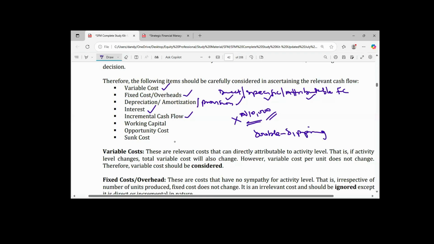Then let's talk about opportunity cost. Before we talk, working capital is the last thing we are going to discuss there. So let's talk about opportunity cost. Opportunity cost is the benefit forgone as a result of the decision taken. All right, opportunity cost is a relevant cash flow and should be considered. The examiner may not tell you in a question that there's an opportunity cost.